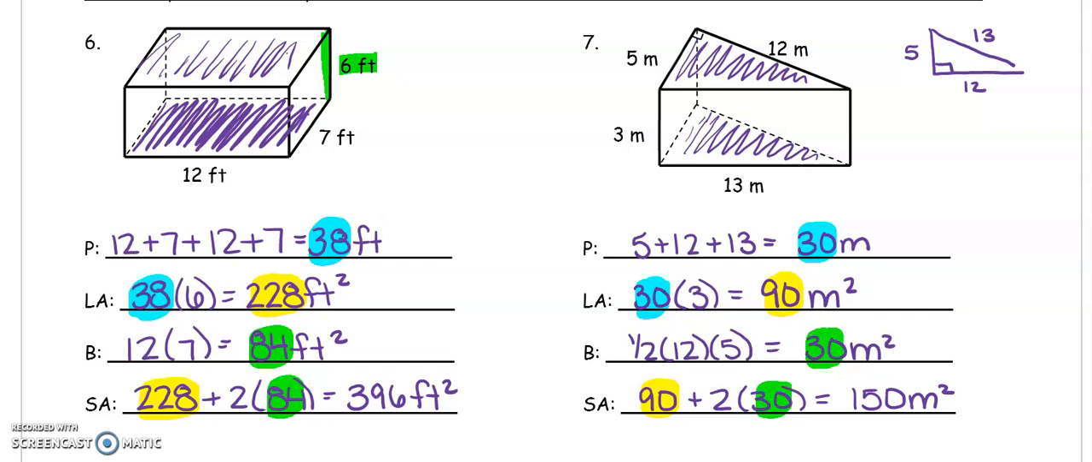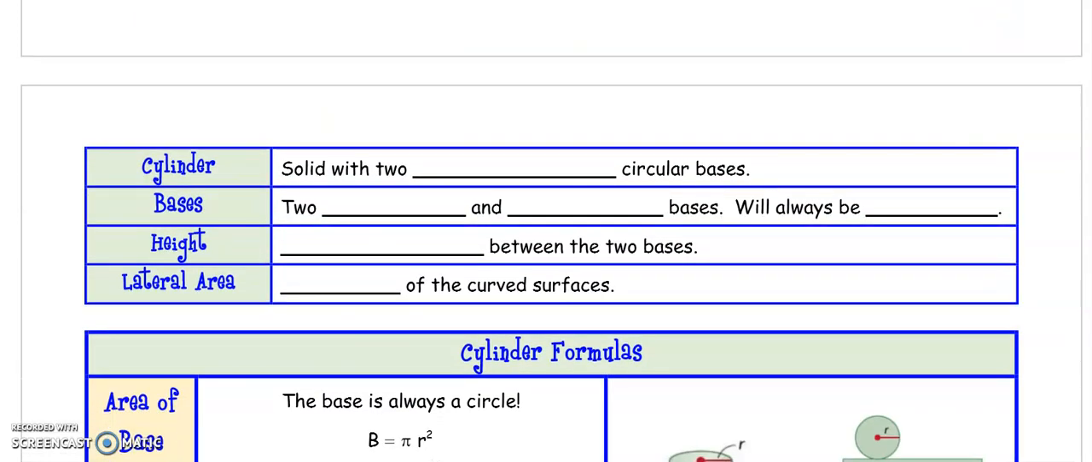All right, let's go ahead and flip that on over. And we're going to talk about a cylinder now. A cylinder is a solid with 2 congruent circular bases. Think about a soup can. That's an example of a cylinder.